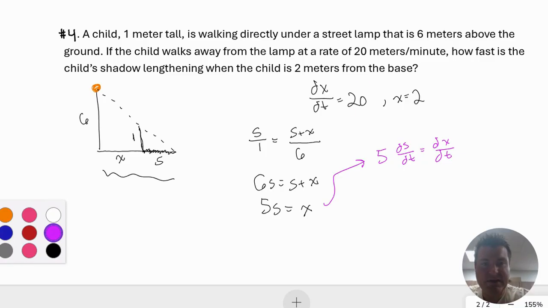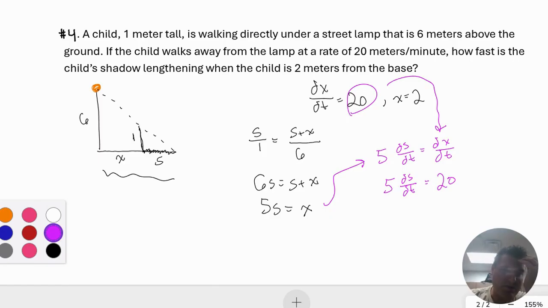I have 20. Let's go ahead and plug that in. I'm going to get 5 ds/dt equals 20. I know what you're thinking right now. You're like, wait a minute. There's no way it can be that easy. It totally can be. Just read through the problem, and sometimes you get too much information. Like for this one, we have x equals 2. Who cares about that? That actually changes nothing with what I have.